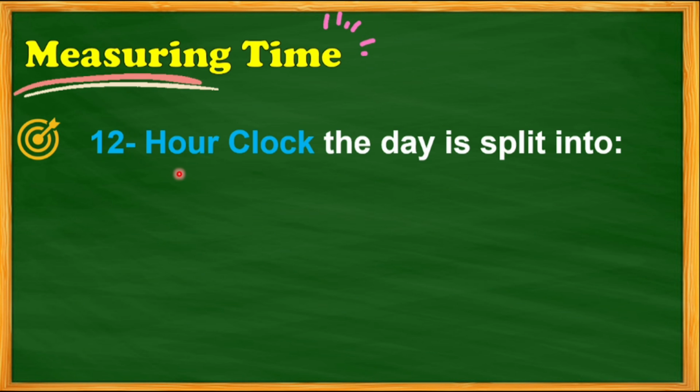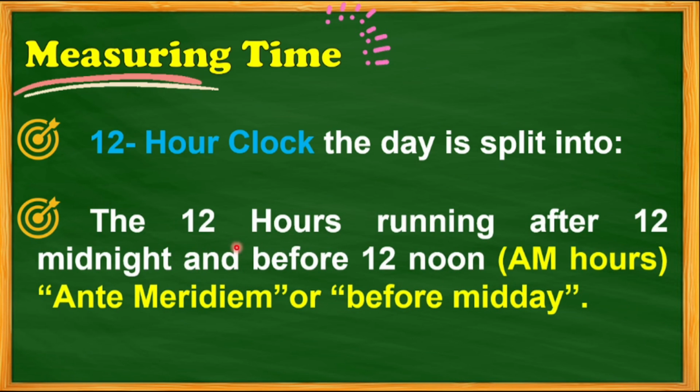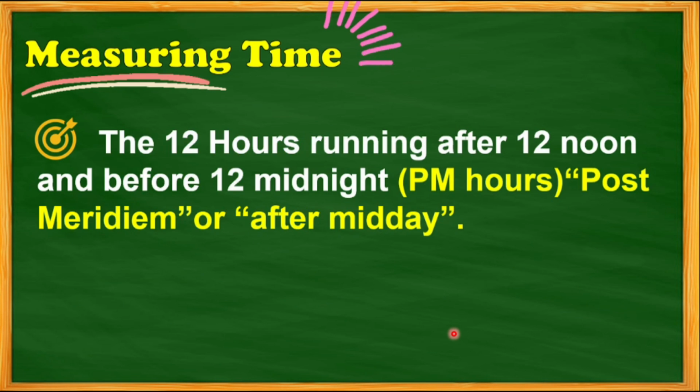And we have the 12-hour clock. The day is split into 12 hours running after 12 midnight and before 12 noon. So this would be AM. AM means ante meridiem, or before noon. And the other one is 12 hours running after 12 noon and before 12 midnight. This would be PM, post meridiem, or after noon.